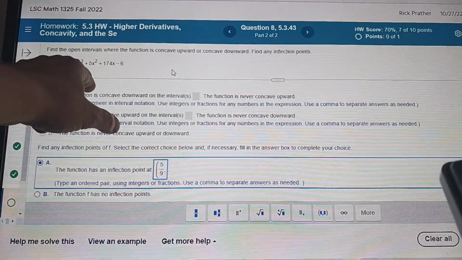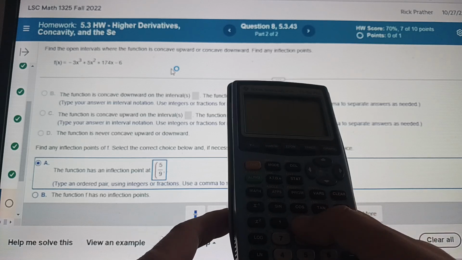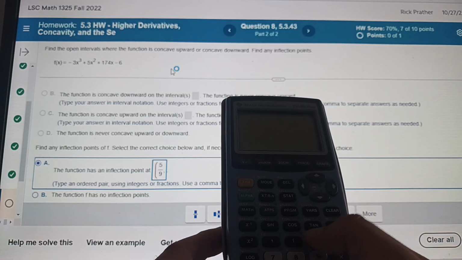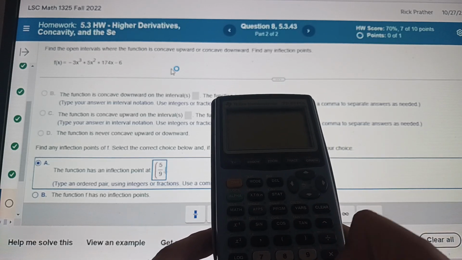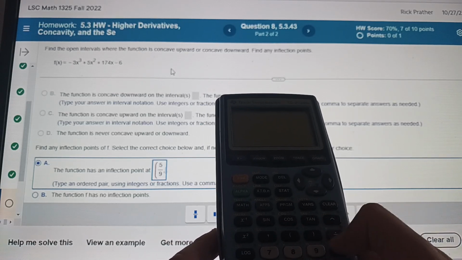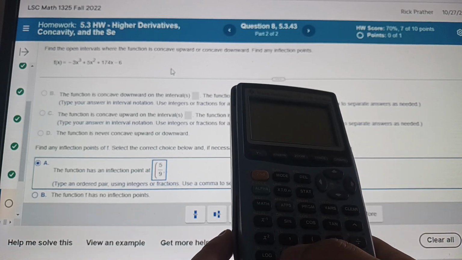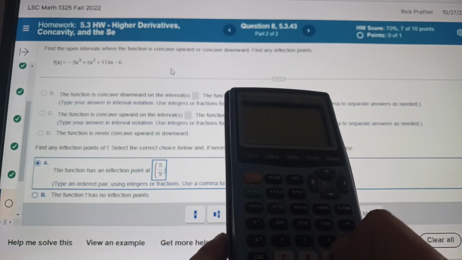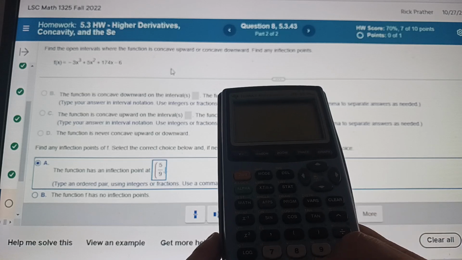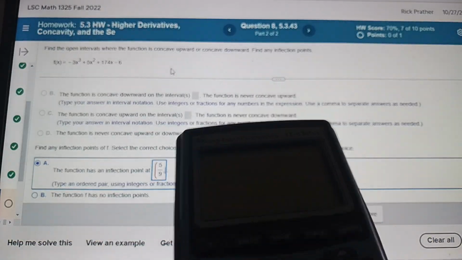So I'm going to put 5/9 into the 3 x's. Negative 3 parenthesis 5 divided by 9 parenthesis raised to the third power, plus 5 parenthesis 5 divided by 9 parenthesis squared, plus 174 parenthesis 5 divided by 9 parenthesis, minus 6. So just putting 5/9 in those 3 x's, press equals.